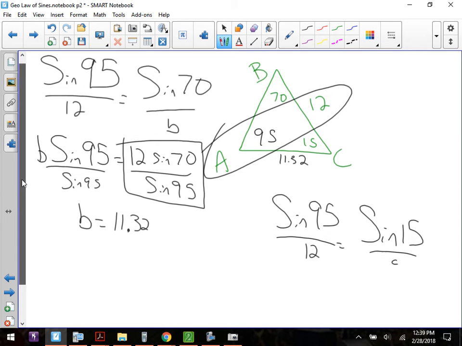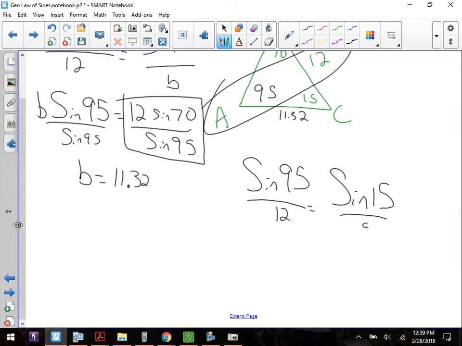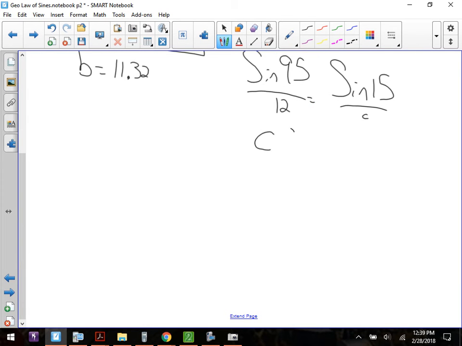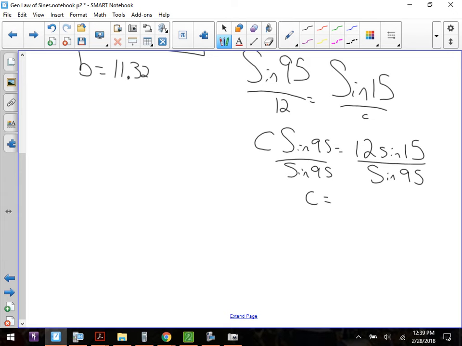Then I do the exact same thing to find little c. Cross multiply over. Divide out. Twelve times the sine of 15 divided by the sine of 95, and I get 3.12 this time. You okay with that? I got 3.12. What'd you get?